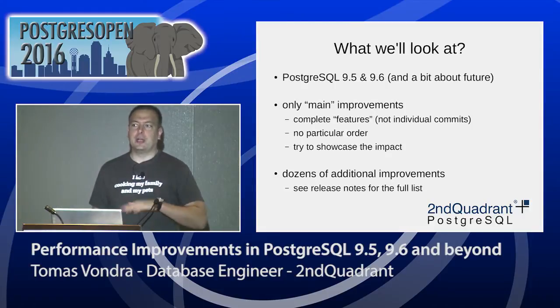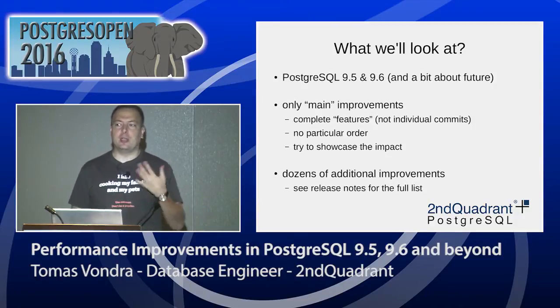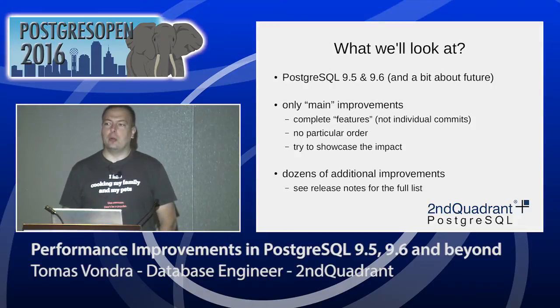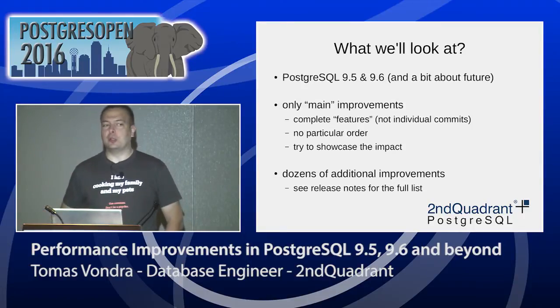If you look at the release notes, there's a lot of different improvements related to performance. We will look at the main improvements, the most significant ones, and we will look at the complete feature. Sometimes the features are spread across multiple commits. We will only look at the total feature. I'm not going to look at features in any particular order, like most significant ones or most important ones or something like that. It's simply mostly logically ordered so that it makes sense.